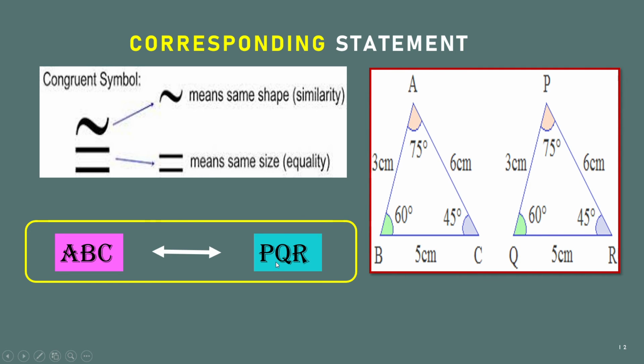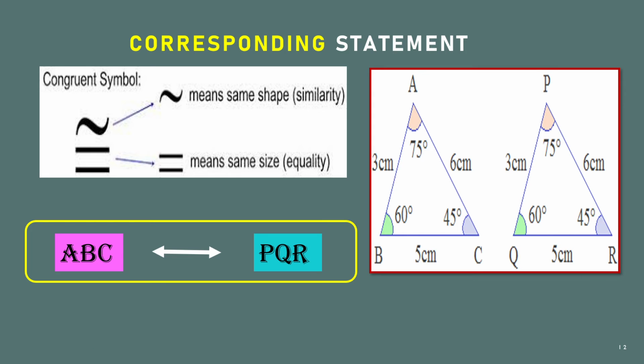So first, at the first place where it is written A, in the next place it will be written P, and B is equal to Q. So in the second place will be taken up by Q, and C is equal to R. So the third place is taken by R.